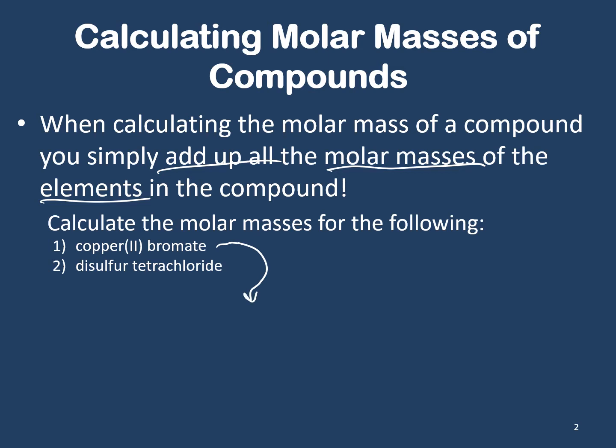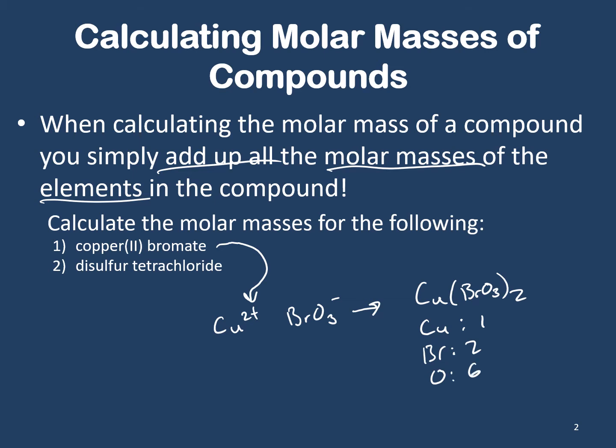So I have copper 2 bromate. I'm first going to start by saying that's copper 2 plus, and bromate is BrO3 minus. This compound is Cu(BrO3)2. Now the first thing I want to do is figure out how many of each element are present in the compound. I know there's 1 copper, there are 2 Brs, there are 6 oxygens.